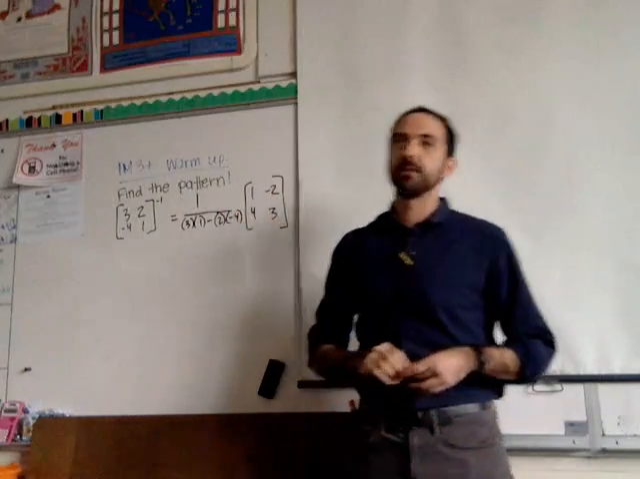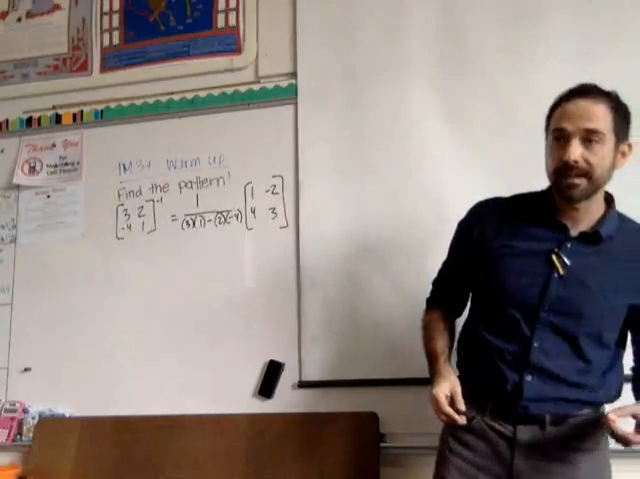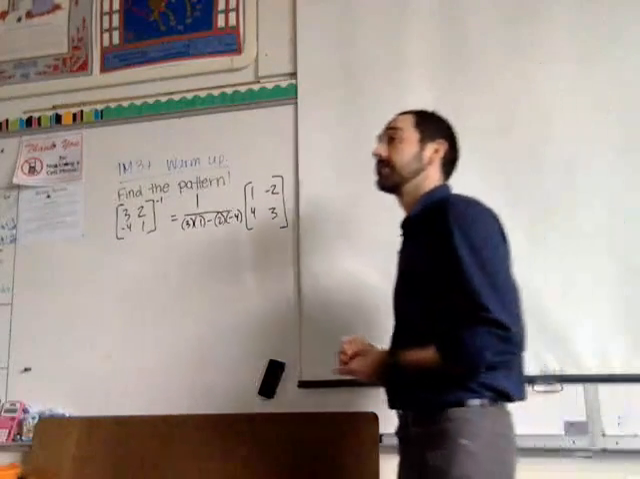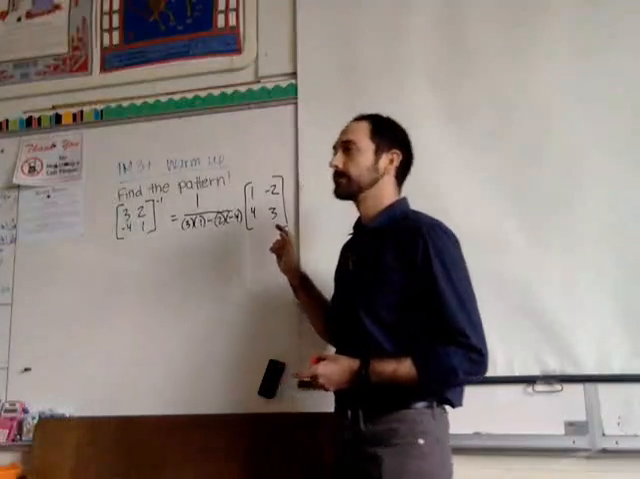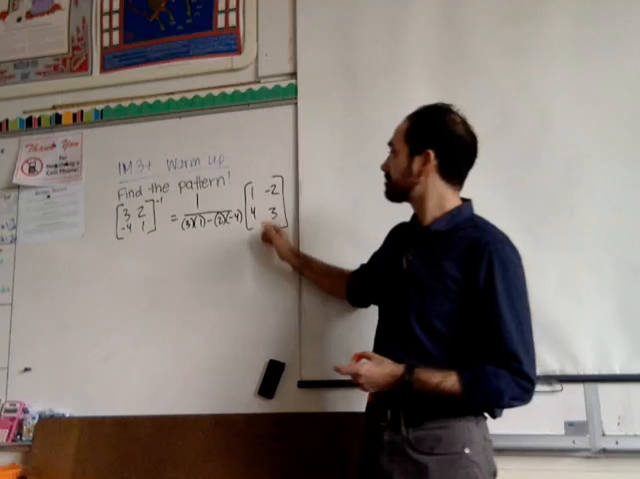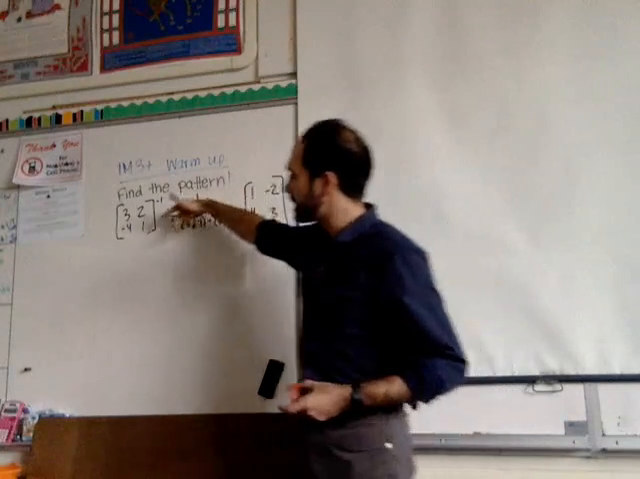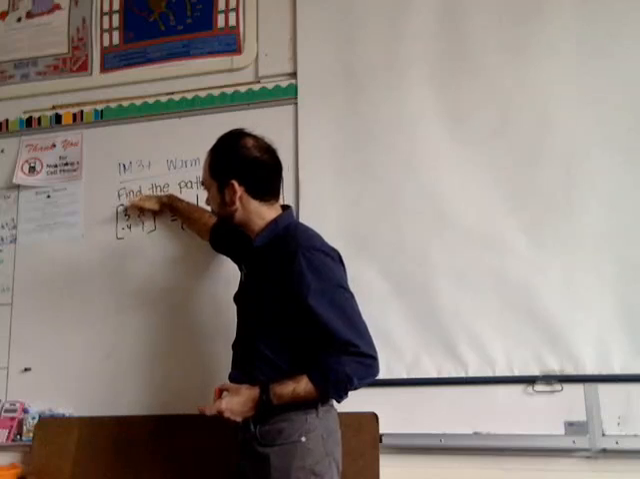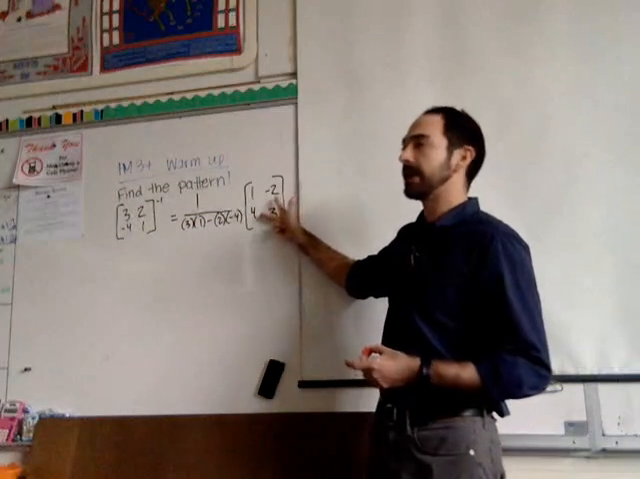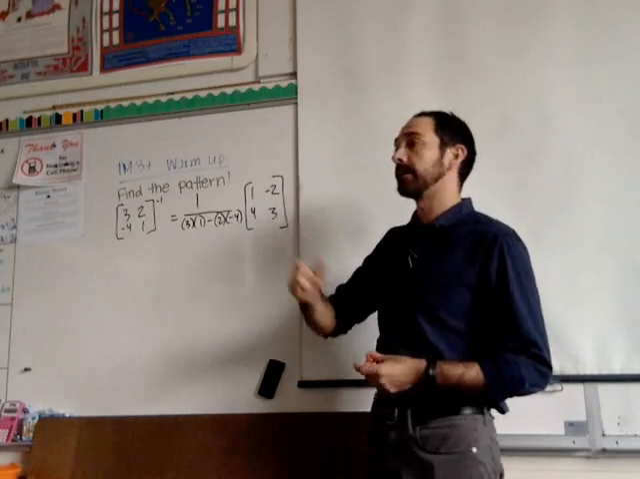Who else can see a pattern? What's another pattern you guys see? Any team see anything? It's kind of creative. You have to get creative. Yeah, Andre. From the first matrix to the second, A and D switch positions, but then B and C switch just signs. Good. Perfect. There's a mnemonic device we'll use to remember that. That's exactly correct.